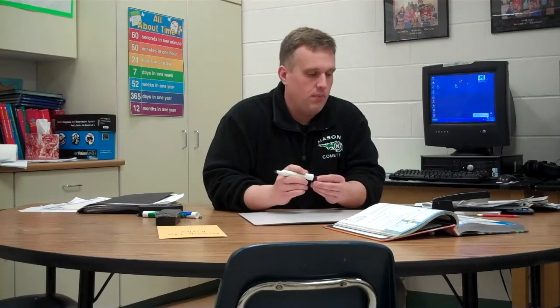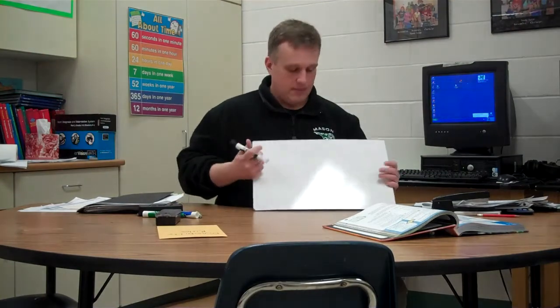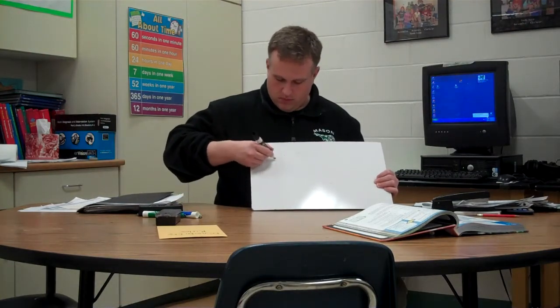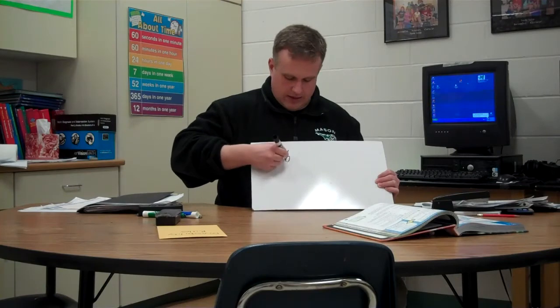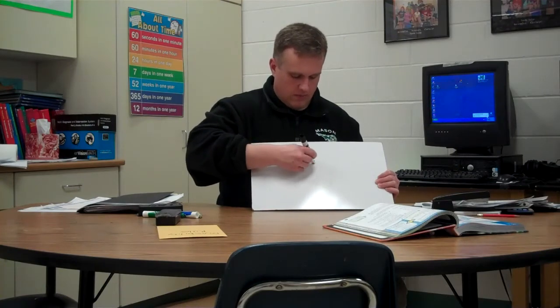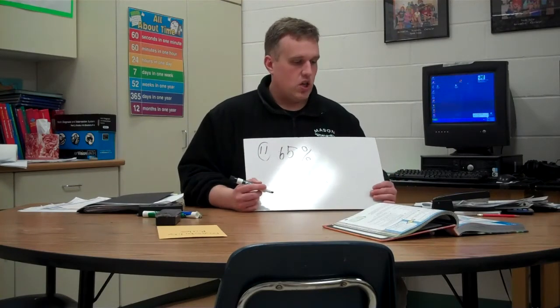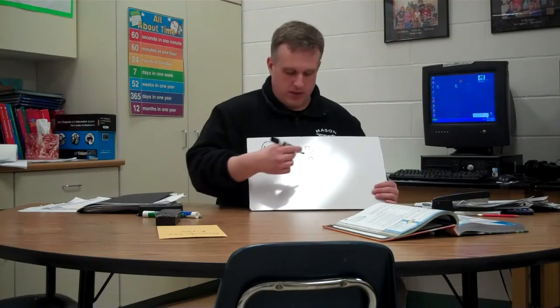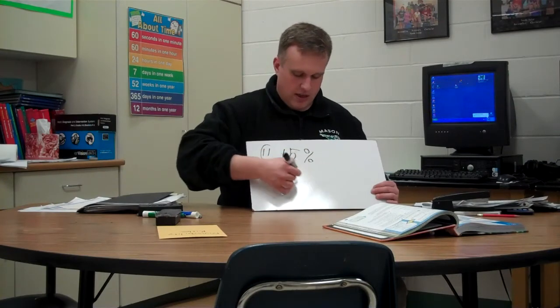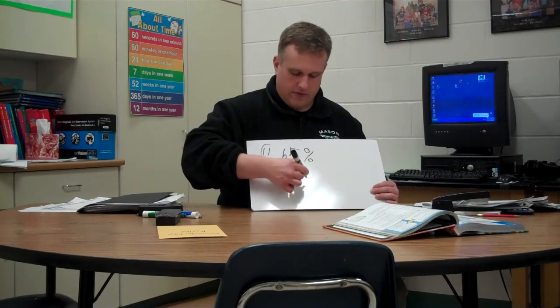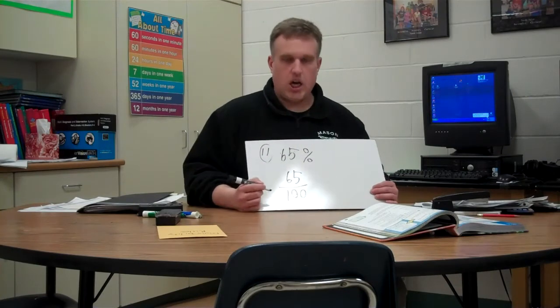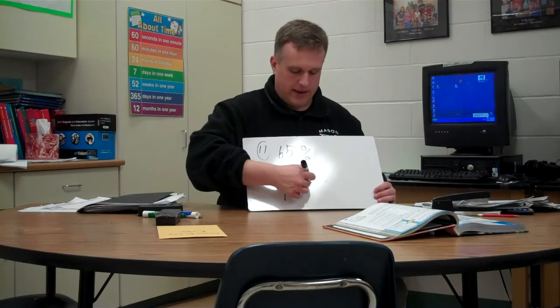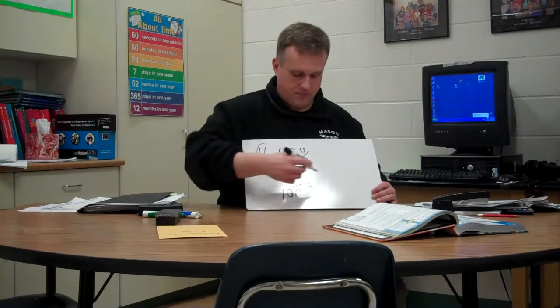Let's look at numbers 11 through 20. You have to write each percent as a decimal and as a fraction in simplest form. So if we look at number 11, they give us 65%. We know a percent is taken out of 100. So as a fraction, I'm going to write it as 65 hundredths. Again, we'll come back here in a second and we'll simplify it.